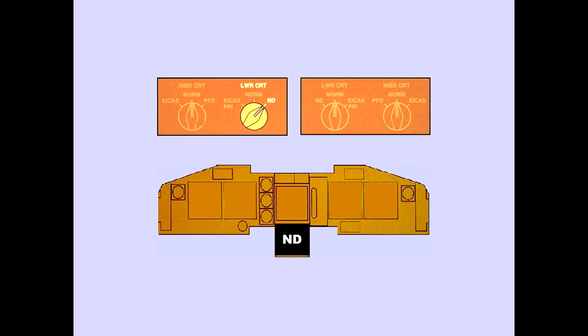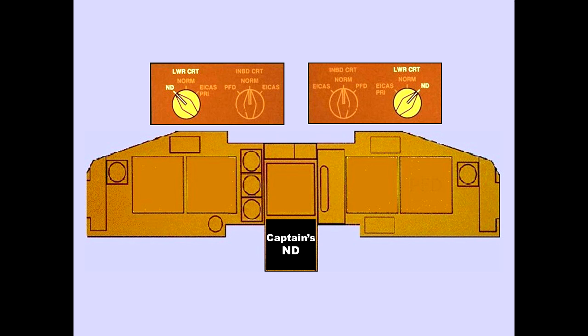Either lower CRT selector is placed in the ND position. The respective ND is displayed on the lower CRT. If both lower CRT selectors are placed in the ND position, the captain's ND is displayed on the lower CRT.